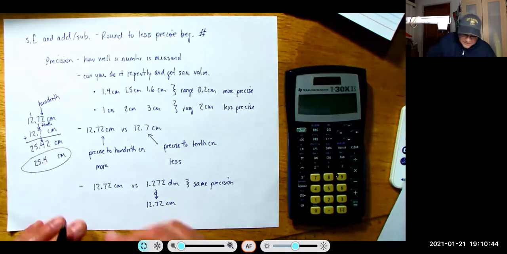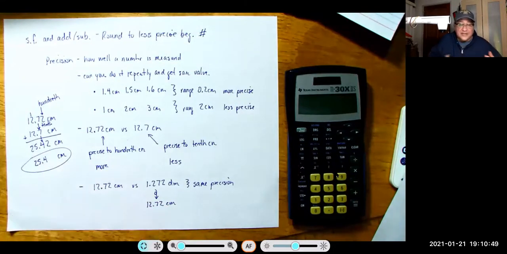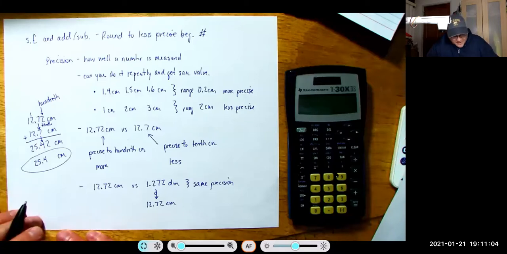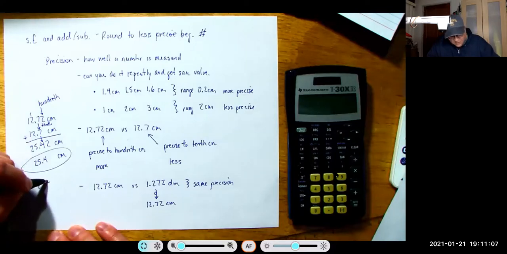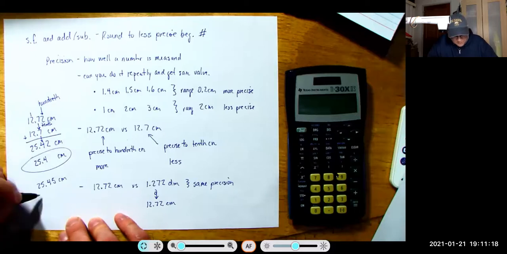So this whole thing about me telling you about precision was so that you could understand my rule that you round to the place that is less precise. Are you okay with that? Okay, now what if the answer had been 25.45 centimeters? What would we have rounded to? Think about it. Give me a thumbs up when you have an answer. If you wrote 25.5 centimeters, you'd be correct.